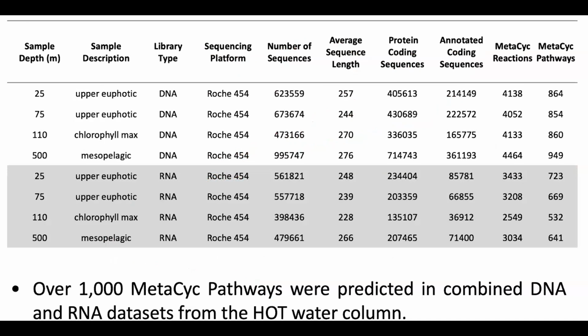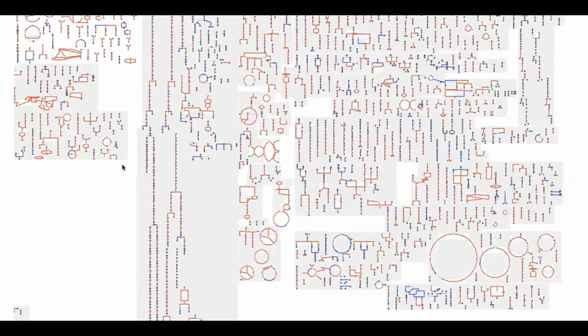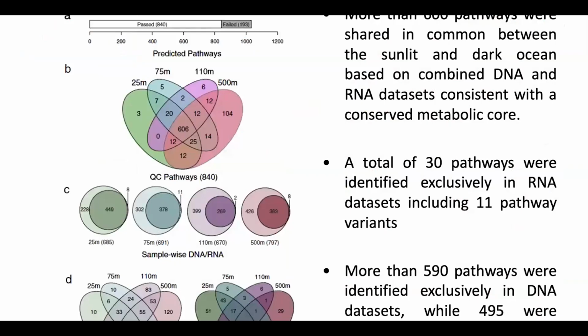So here it goes down to about 500 meters from the upper euphotic down to the mesopelagic. Here's a cellular overview example at 25 meters. This is the metabolism of the ocean, literally, at 25 meters at HOT. So that's pretty cool. And we can compare the set of pathways that are predicted versus the set that are predicted and expressed, shown here in red. So you can see the latent metabolic potential as well as the expressed metabolic potential at the community level. You can do the set difference.